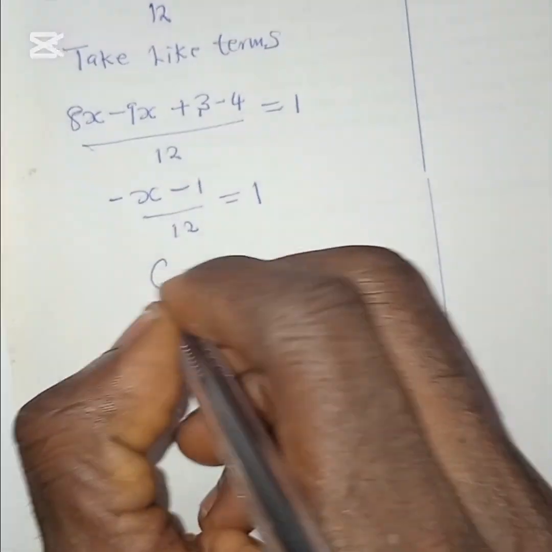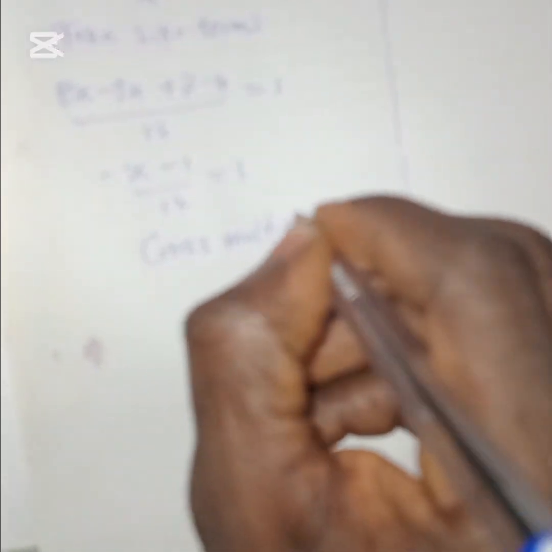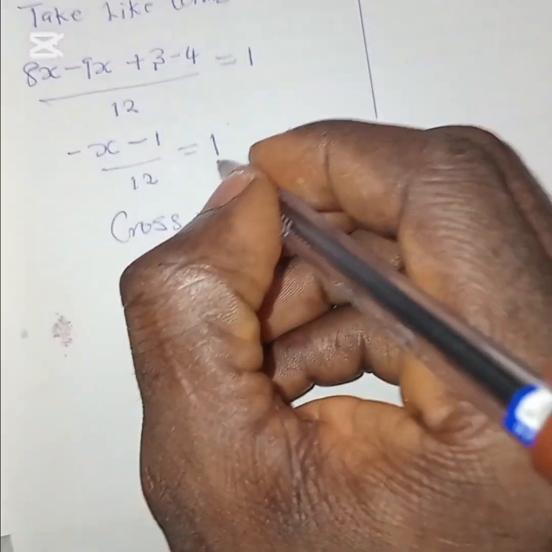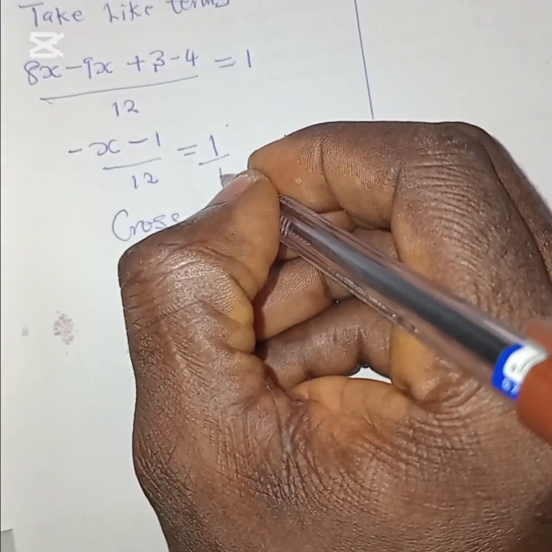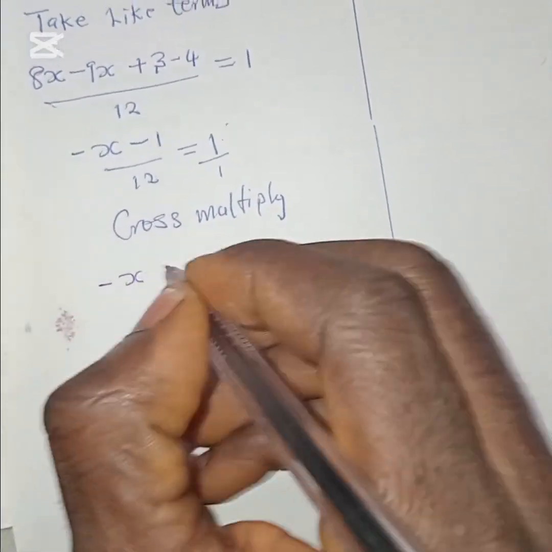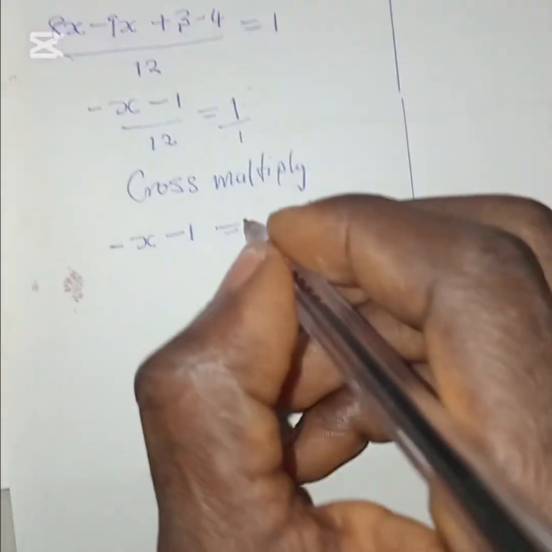And say cross multiply just like you did earlier. If you cross multiply this, remember, there's an invisible one under it. So this will multiply this. So you have minus x is equals to 12 multiply 1, which will still give you 12.